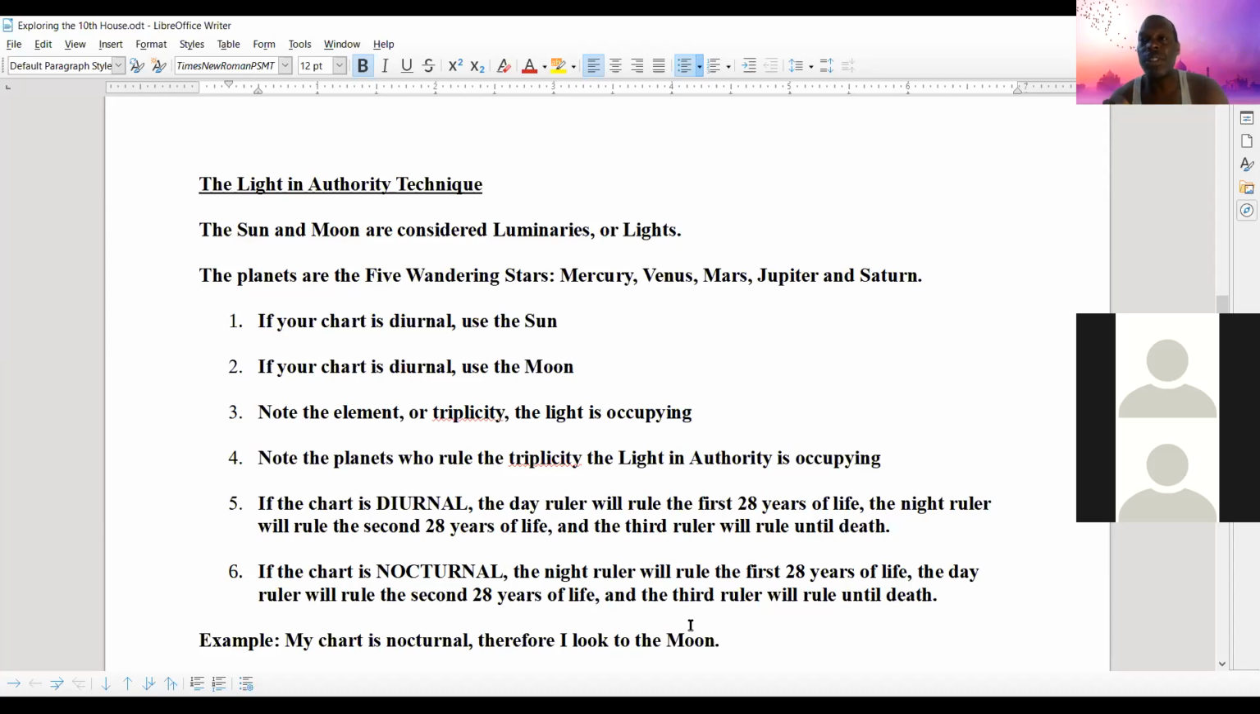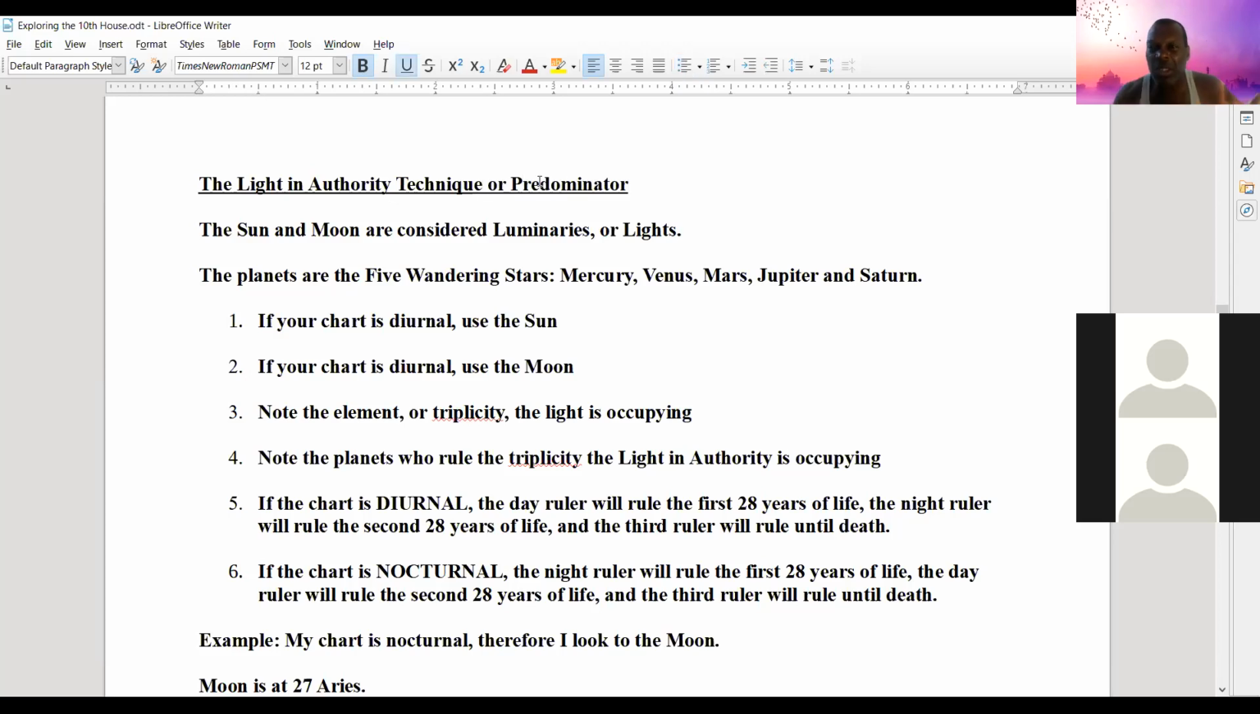And I remember when I was looking at the Hellenistic sources, at Vettius Valens, that he would always start with this. There are a lot of demonstration charts in this 2nd century book by Vettius Valens, and he would always start his delineations with this technique. And so I kind of got into the habit of doing it as well. Okay, so the light and authority technique, or the predominator.